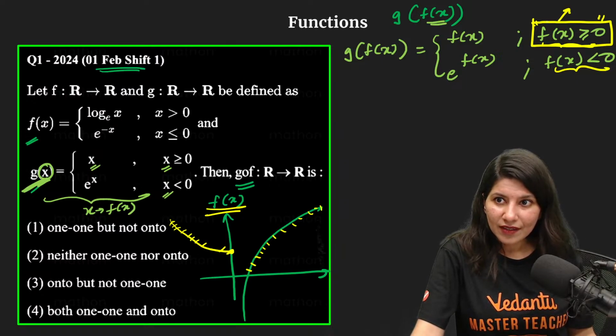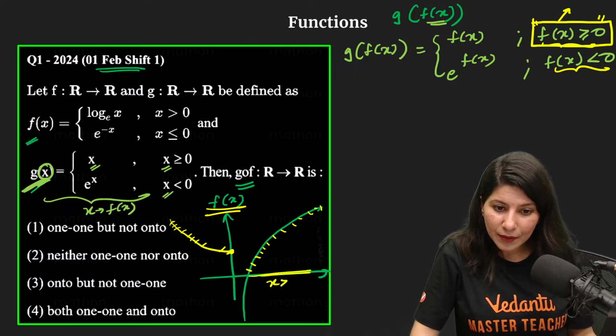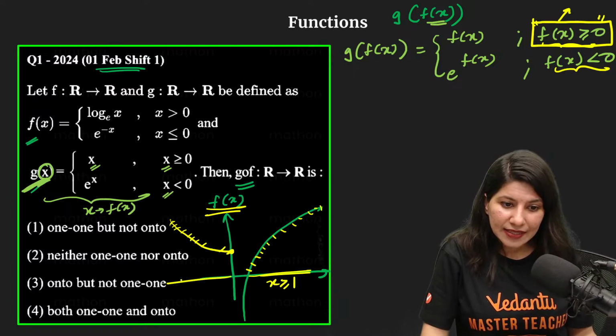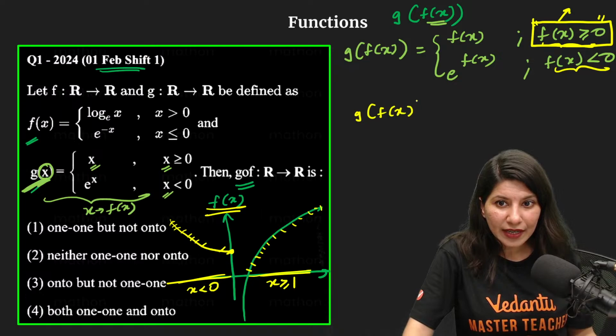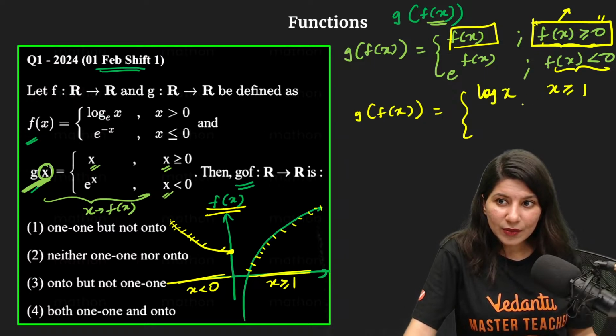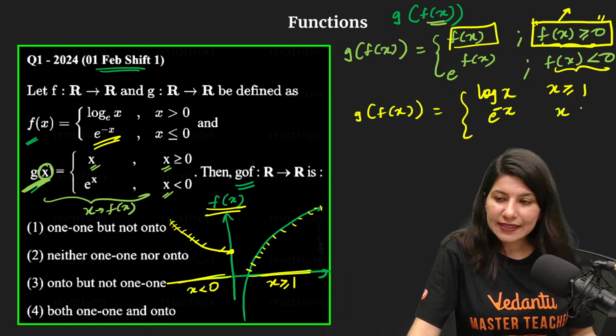The first one is log x, and this is happening when x is greater than or equal to 1, and this is happening when x is less than 0. So now g of f of x I'm going to write right here, and you have to write log x for x greater than or equal to 1, and for x less than 0, f(x) is e raised to power minus x. Basically you are replacing f(x), so e raised to power minus x for x less than 0.